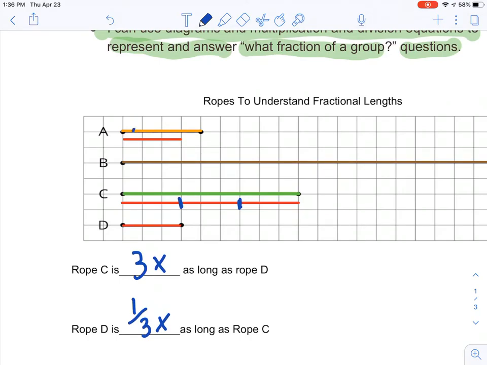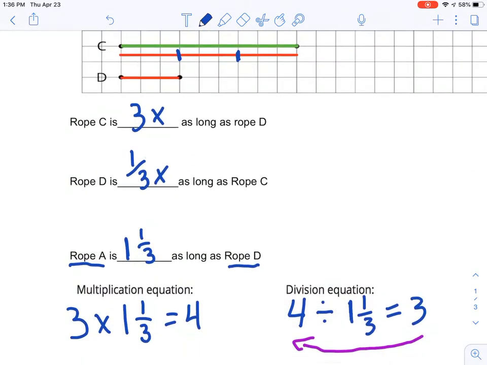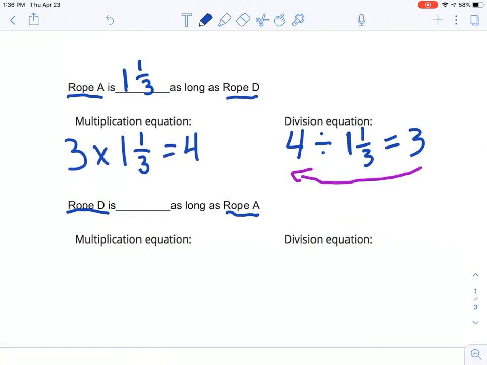So rope A is exactly 1, 2, 3, 4. But rope D is only 1, 2, 3, which makes it what? Well, it makes it 3/4 of the size, right? Because 3 out of the 4 length measurements have been covered. So let's go down here and we see that rope D is 3/4 as long as rope A.